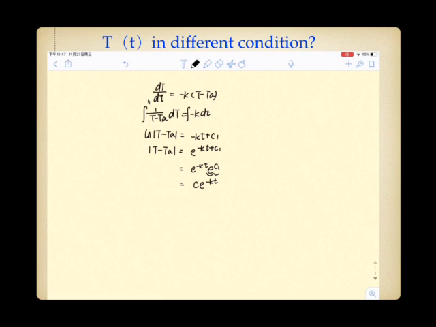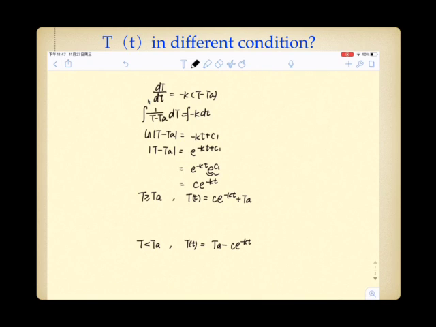There are two cases we can discuss. The first one is T is greater than or equal to Ta. We can get an expression for temperature, which is c times e to the power of minus kt plus Ta. And the second case is T is less than Ta. And we can get temperature equals Ta minus c times e to the power of minus kt.